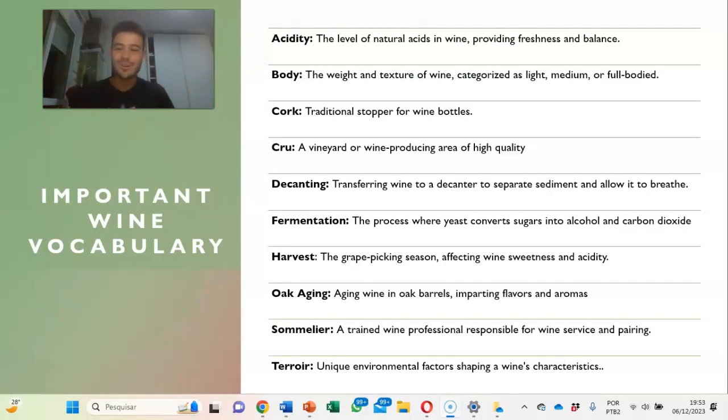Sommelier, as I told you before, is a trained wine professional responsible for wine serving and pairing. So he's the guy who's going to help you in a restaurant, telling you which wine is going to match which dish, and how you can have the best experience. And the terroir is a unique environmental factor shaping a wine's character. We're going to talk a lot about this in this presentation.